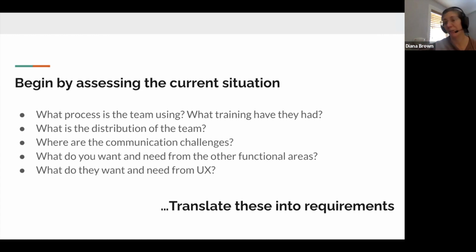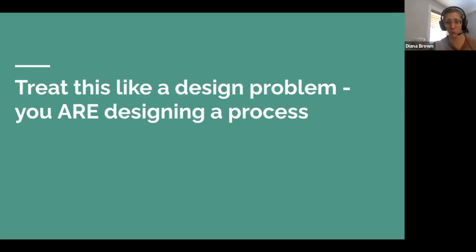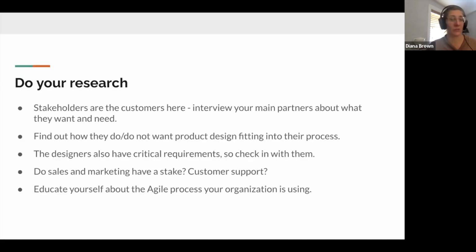And then translate these into requirements. This is where you start your journey, right? Treat this like a design problem because you are in fact designing a process. So do your research just like you would, right? You've thought about some things, you've taken some assessment of where you're at. The stakeholders at your place of employment are your customers. So interview them, talk through what they want and need and can tolerate.